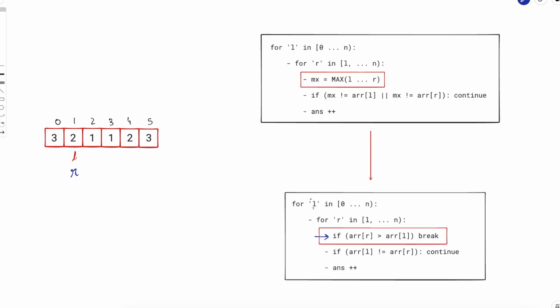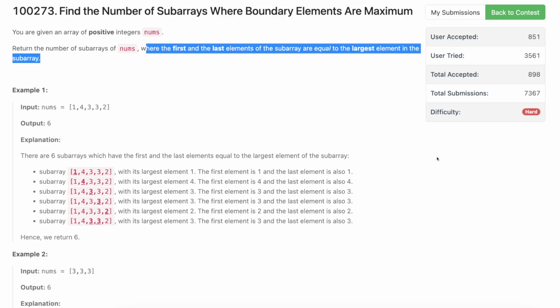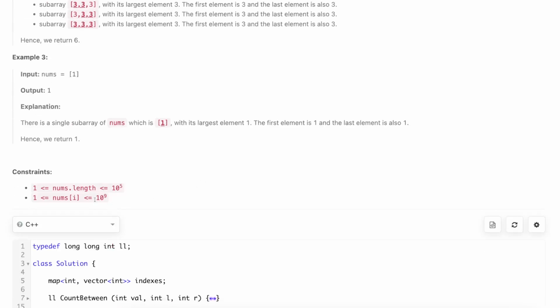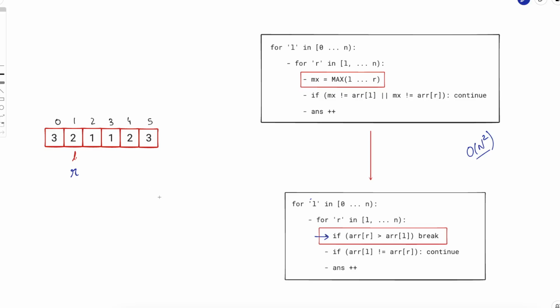So this is a very simple optimization that you can do to make it order n square directly, right? But order n square is not sufficient because the value of n in this case is 10 power 5. So we have to optimize this as well. Now here comes the important part of the algorithm.